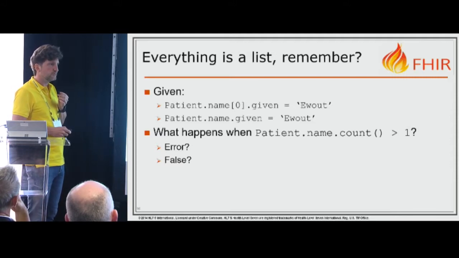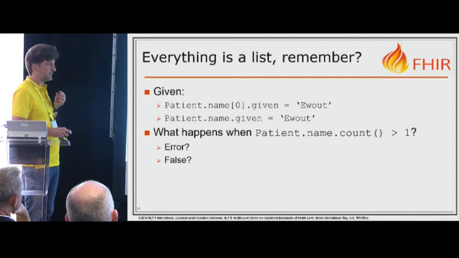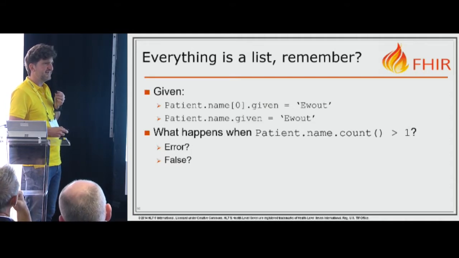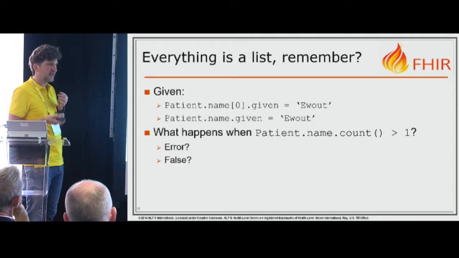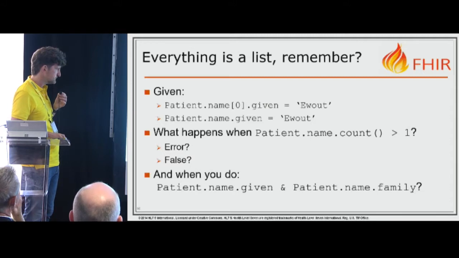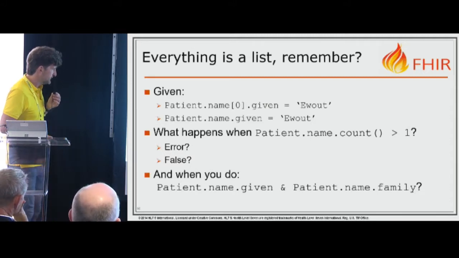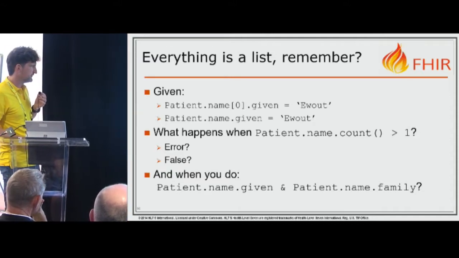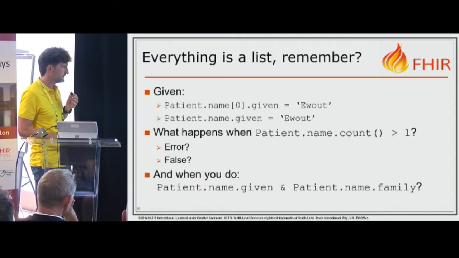Now, some of the implementations of the FHIRPath engines at compile time, so to say, say, hold on, this is dangerous. We know name can repeat, so this is probably not what you wanted to say. And so we can help people avoid these kinds of mistakes. Another thing that could happen is that you've written patient.name.given concatenated with patient.name.family, giving a nice Ewout Kramer.